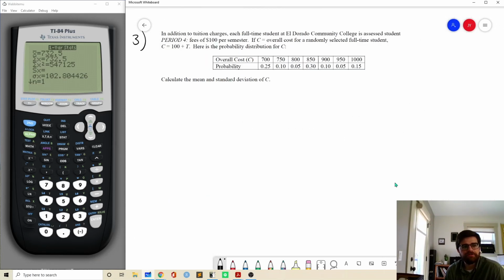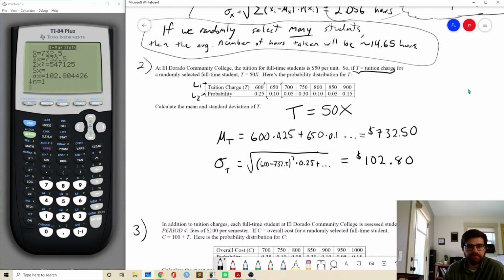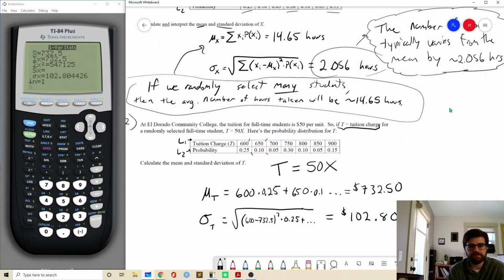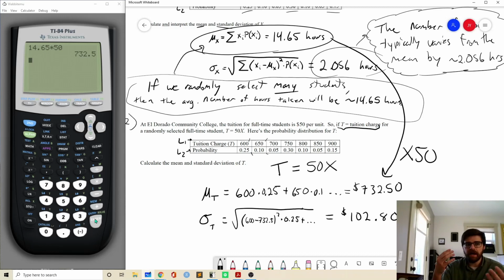Here, this time, we're going to do a slightly different transformation. So notice what happened when we transformed this variable. Our original mean was 14.65. Our new mean is 732.5. You may notice here the relationship between these. We multiplied each individual value by 50, and so the mean got multiplied by 50. All right, pretty simple to see how the mean was changed when we made that transformation.